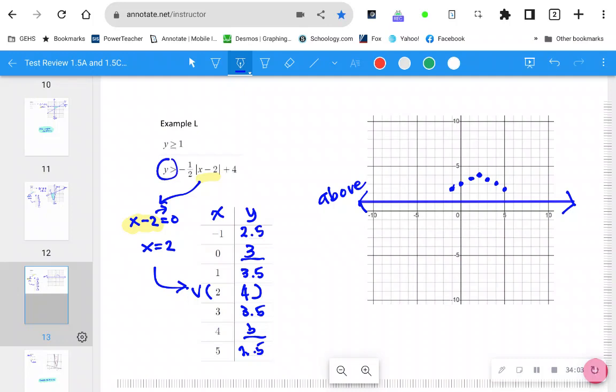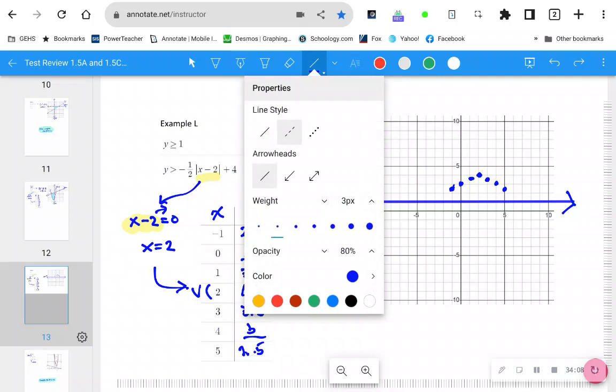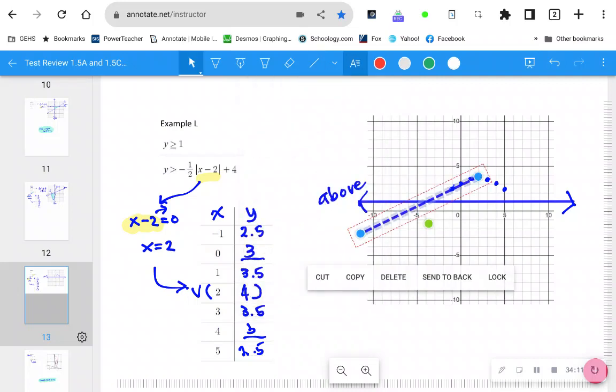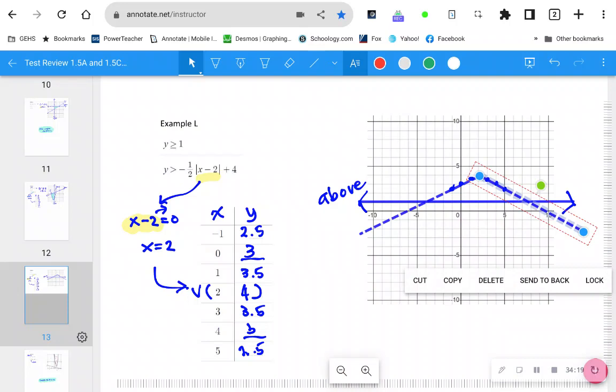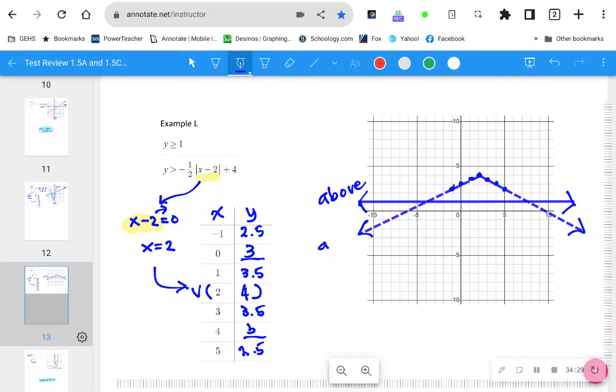Okay, it does have the greater than, but no or equal to, so we want to make sure I used a dash border. And put my arrowheads on there. And we're supposed to be above that. So I'll write above that. So to qualify as a solution, you got to be above the horizontal line and also at the same time above that V. So let me draw the outline of our answer here.